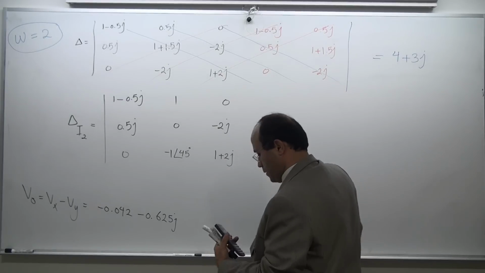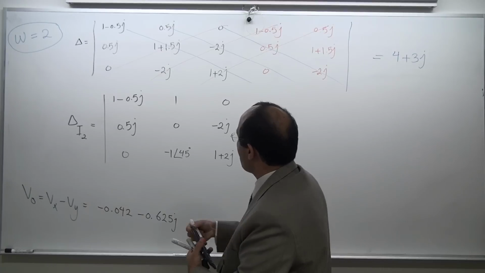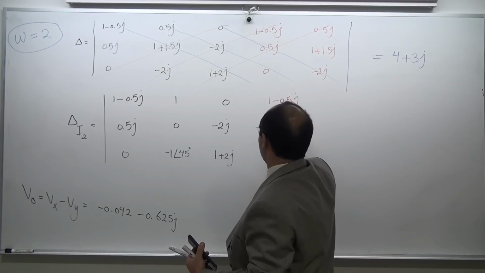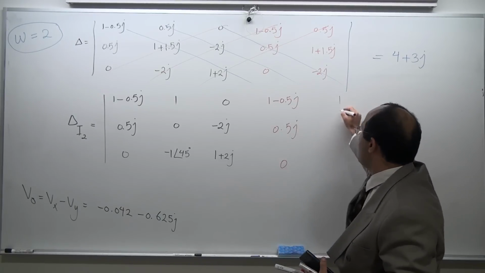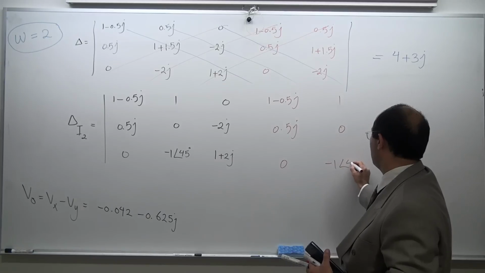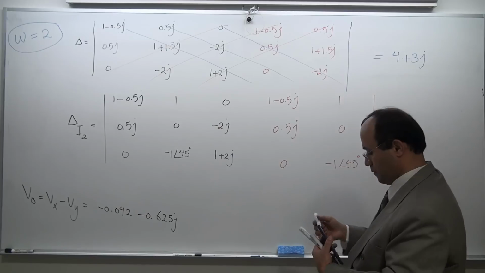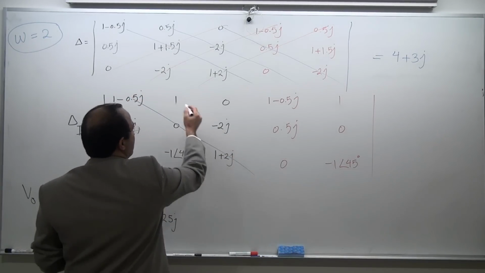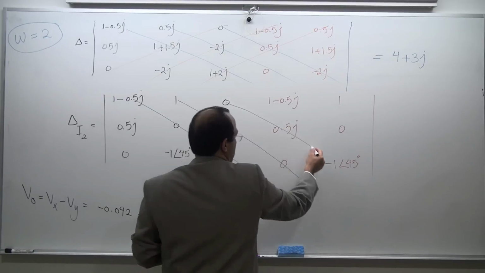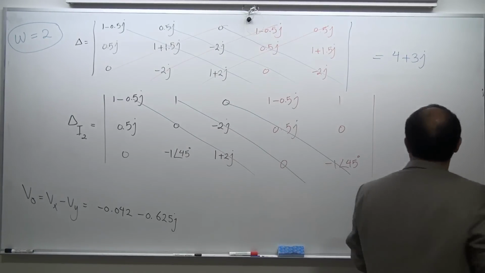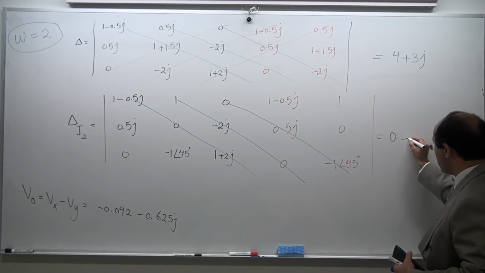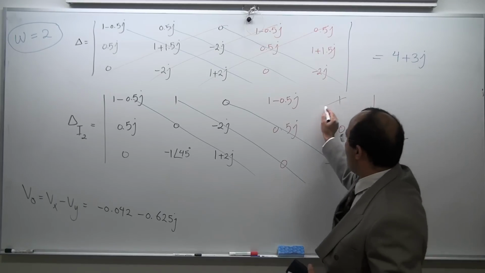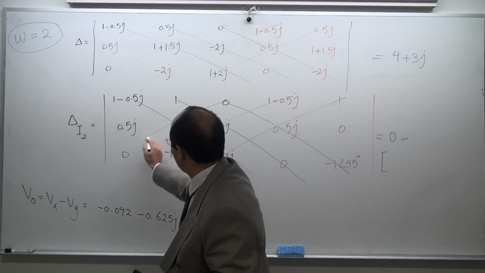Okay, one more time. You just need to copy and paste. Copy the first two columns. 1 minus 0.5j, 0.5j, 0, 1, 0, minus 1 angle 45. Okay. Give me the diagonal. 0. Nice. 0. Very nice. 0. Good. The diagonal is 0. So the diagonal is 0 minus, don't forget this minus sign. Open bracket. Anti-diagonal, this is 0, which is not bad.